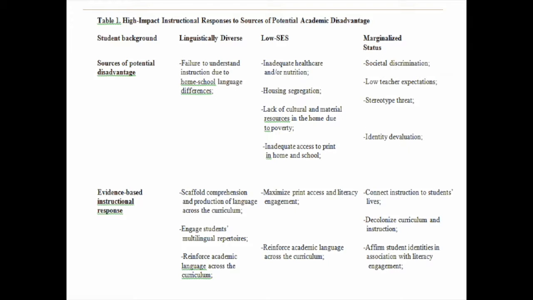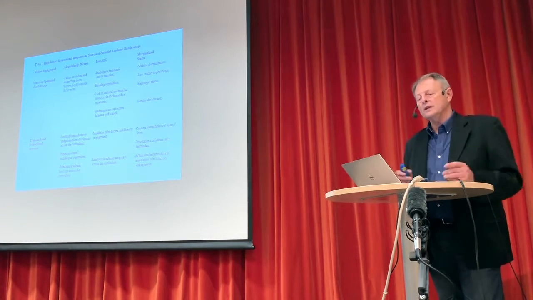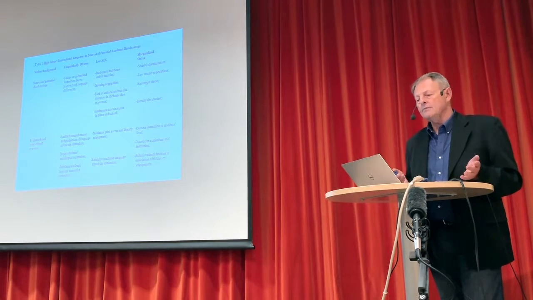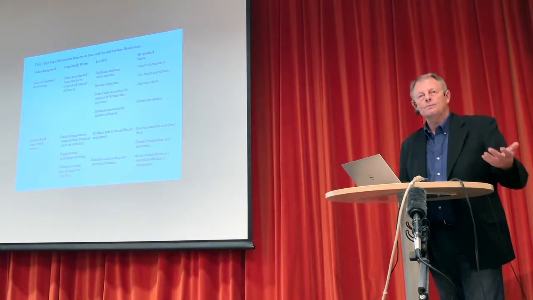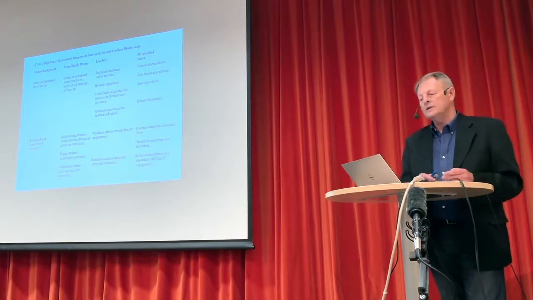Another group, as I mentioned before, are students from socially disadvantaged backgrounds or low socioeconomic status. And in different countries, the gap between rich and poor varies. In the United States, it's huge. It's less so in most Scandinavian countries. So something like access to healthcare or nutrition is less likely to be an issue in Sweden than it would be in the United States.